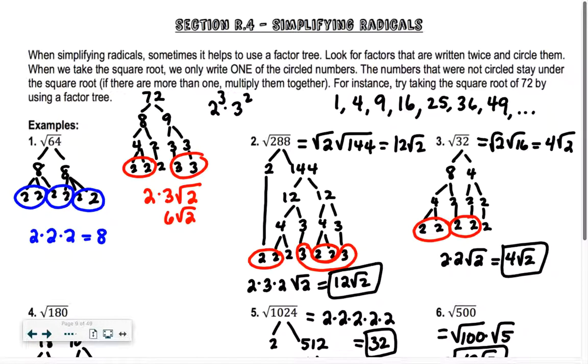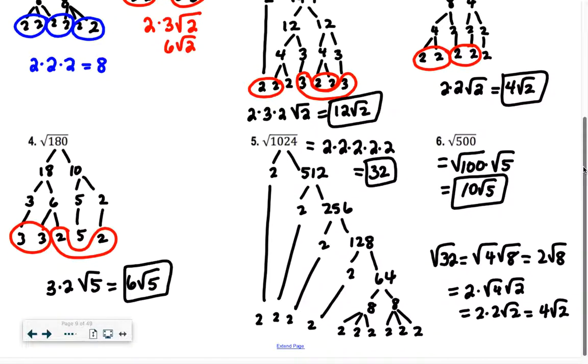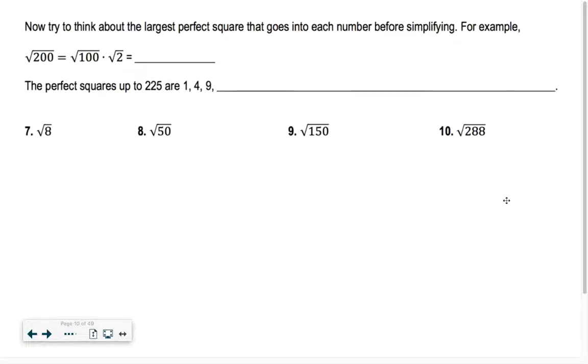All right, I don't know if I have more down here. Yeah, we're good. Okay, so it says now try to think about the largest perfect square that goes into each number before simplifying. So for example, if we had the square root of 200, we know that's square root of 100 times square root of 2, so it ends up being 10 root 2. So the perfect squares go up to 225. Can we list them out?